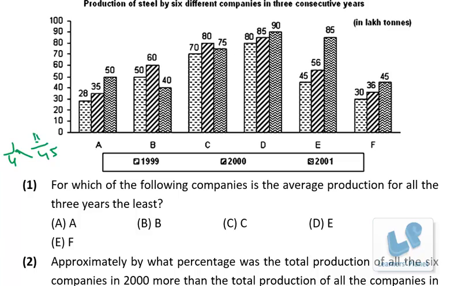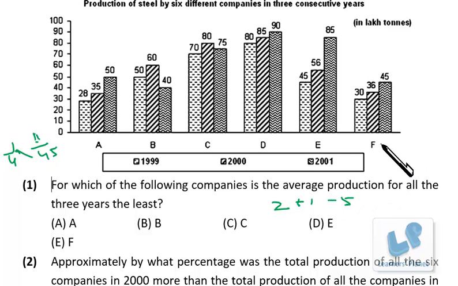Now over here also you don't have to find out the average. Since the number of terms is 3 only, you can check whether the addition of A is greater or the addition of F is greater. For A, here it is 28, here it is 30, so that's plus 2. For F, here it is 35, here it is 36, so that is plus 1, but here it is 50, here it is 45, so that's minus 5.